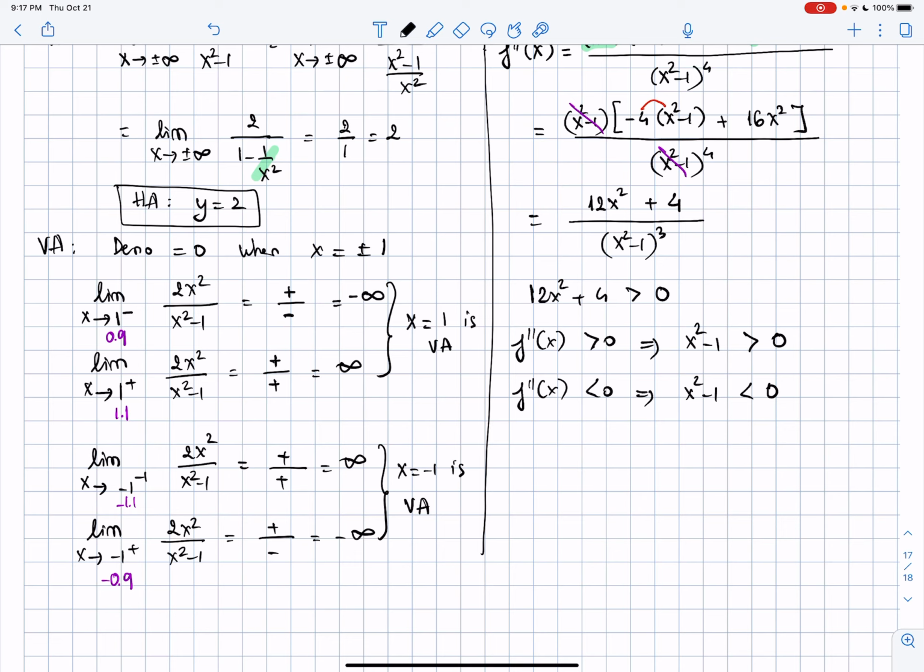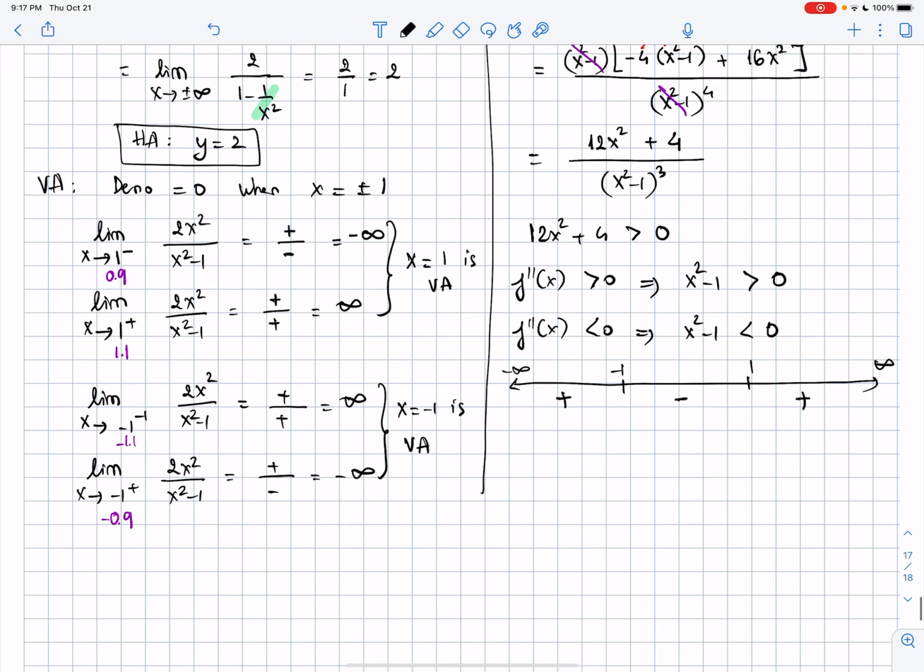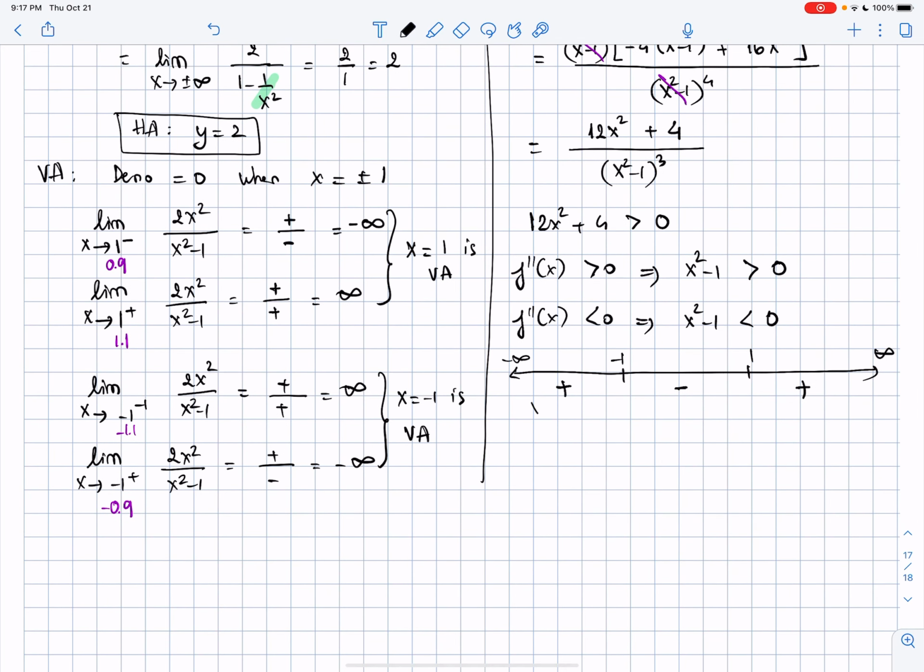Okay, so let's solve the inequality for x squared minus 1. The zeros of x squared minus 1 are negative 1 and 1. And then we check the points. So we test the point 0, we will get negative. We test the point negative 2, we will get positive. We test the point positive 2, we get positive. So this is concave up when you see plus, and concave down for minus.